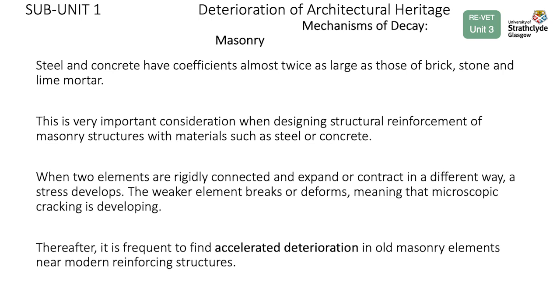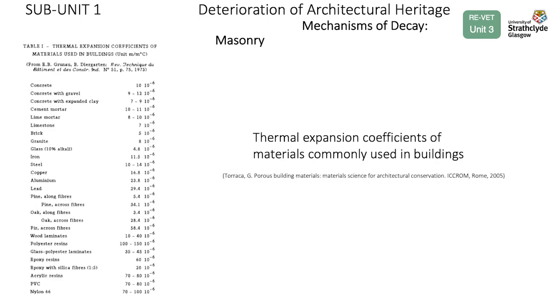This is a very important consideration when designing structural reinforcement of structures with materials such as steel or concrete. Two elements rigidly connected tend to expand or contract in a different way. This develops stress in both, but it is the weaker one that breaks or is deformed, which means microscopic cracking is undergoing. For this reason, all masonry elements near modern reinforcing structures undergo an accelerated deterioration.